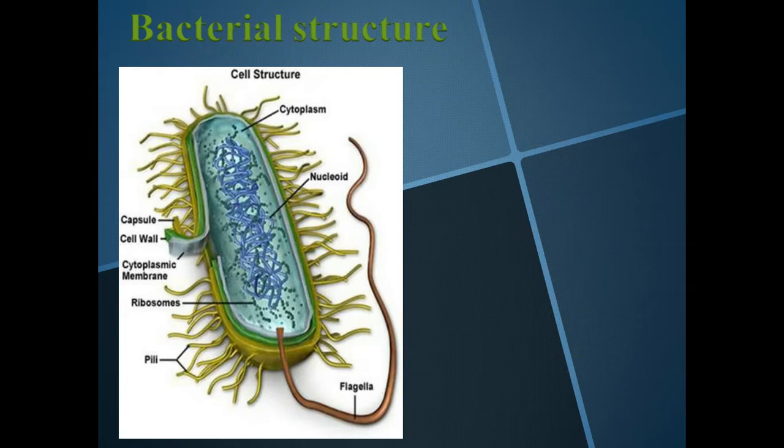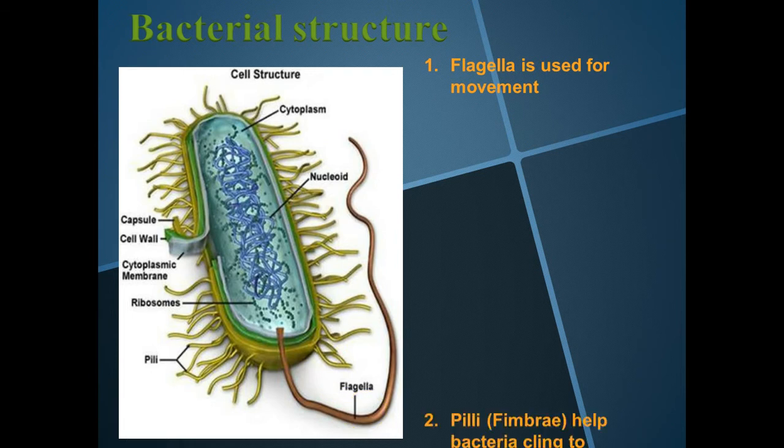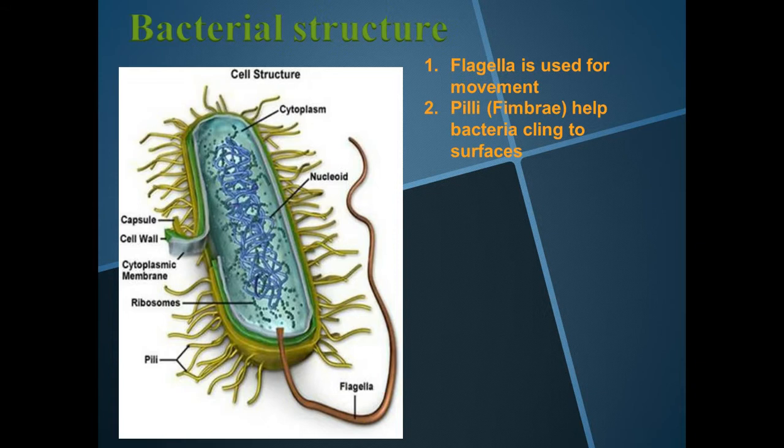Continuing on with bacterial structure. Bacteria have a flagella, which is used for movement. It's this tail that's right here. It allows the bacteria to move like you saw in the animation in the first slide. They have pili, also called fimbriae. These help the bacteria cling to surfaces. These are found around the outside edge.